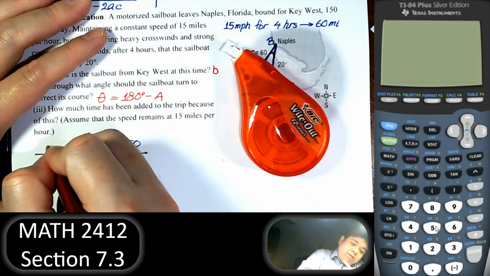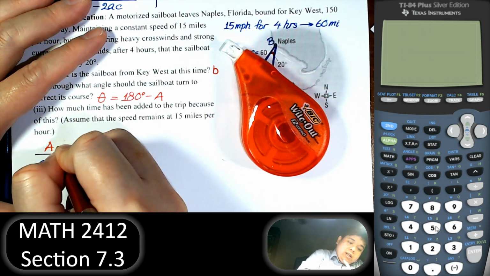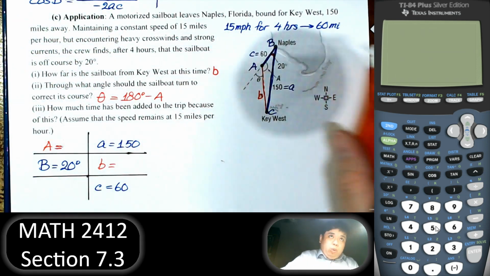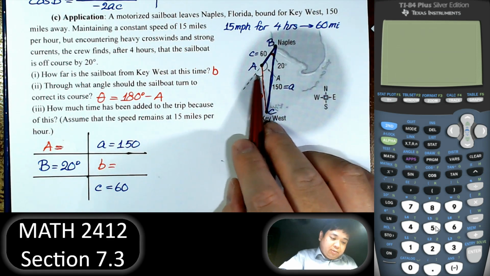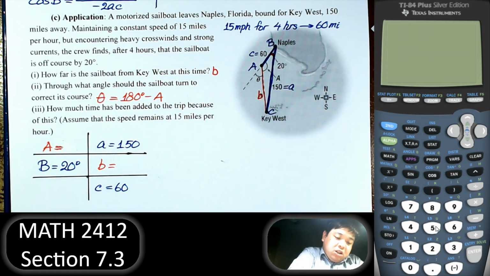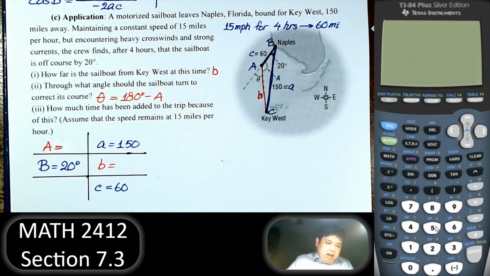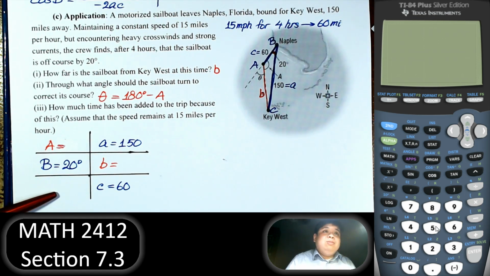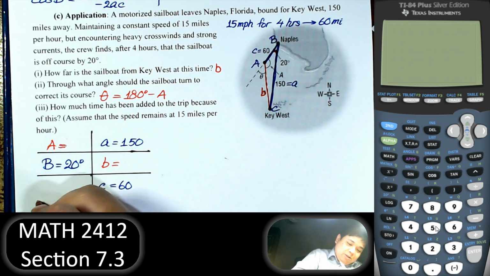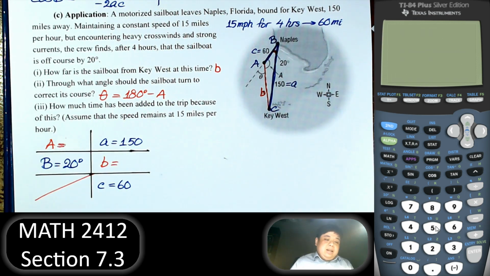We need to find A first. Once we know A, we can find theta. And then finally, how much time has been added to the trip because of this. Notice that when we do this, we do not need to find angle C, right? So we just need A and B. And then the last part, we determine that later.